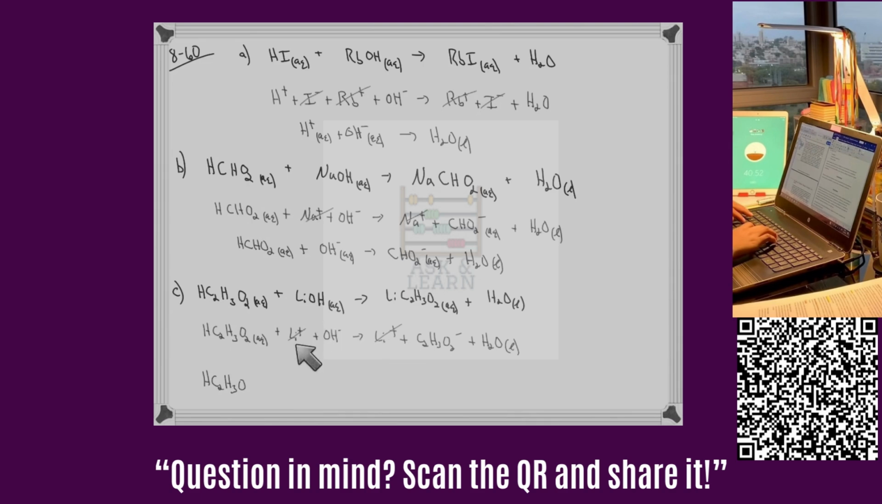Only the lithium ions are our spectator ions. When we cancel them from the ionic equation, the net ionic equation is acetic acid plus hydroxide produces acetate and water.